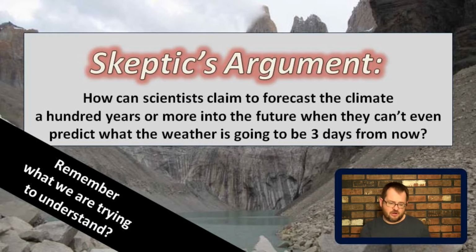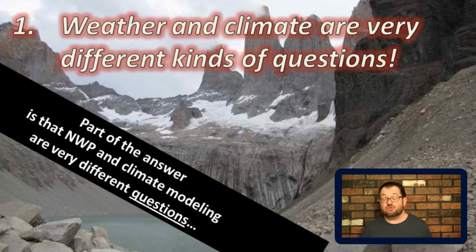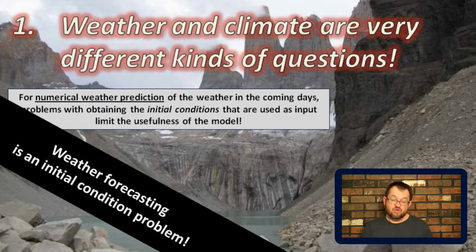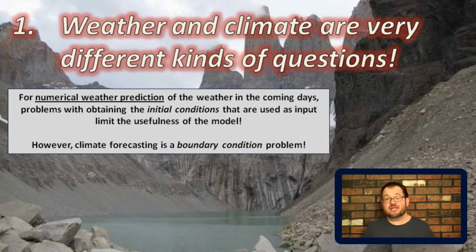Now, let's keep picking this apart here. Remember, the skeptics' argument was that we couldn't make these kinds of climate forecasts because we can't predict the weather 3 days from now. How are we going to predict the weather 100 years from now? And we said that the issue here is that weather and climate are two very different kinds of questions. The answer involved the fact that numerical weather prediction is an example of an initial condition problem, and climate forecasting turns out to be an example of a boundary condition problem.